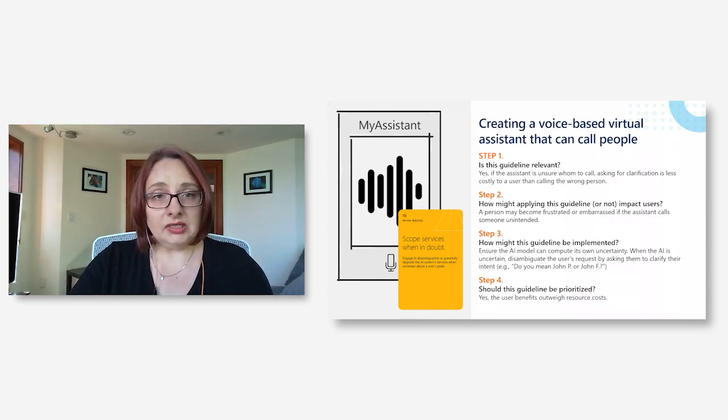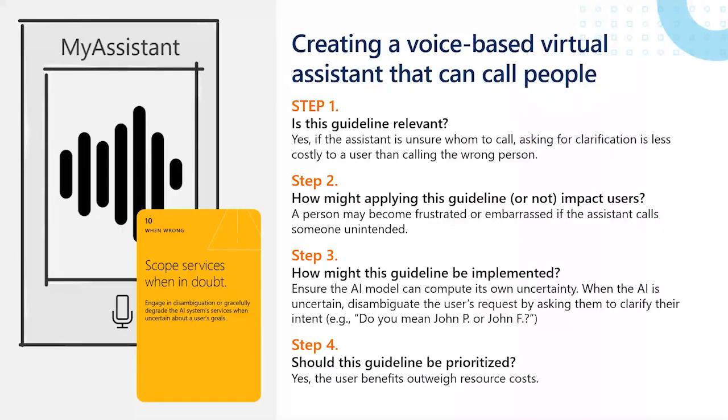For step 1, is this guideline relevant? We would answer yes. If the assistant is unsure whom to call, then asking for clarification is less costly to a user than calling the wrong person, right? And so we would want to pay attention to this guideline.